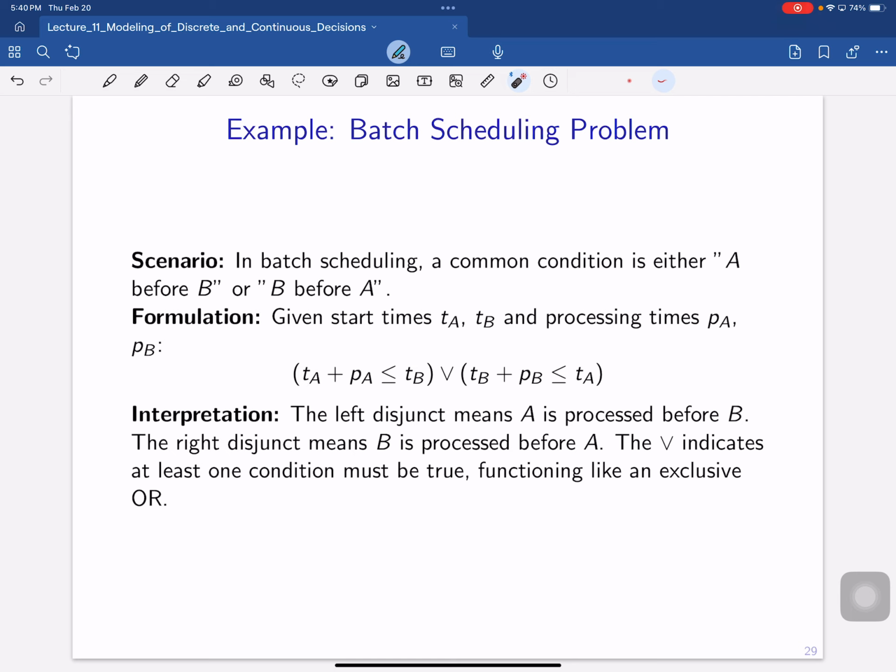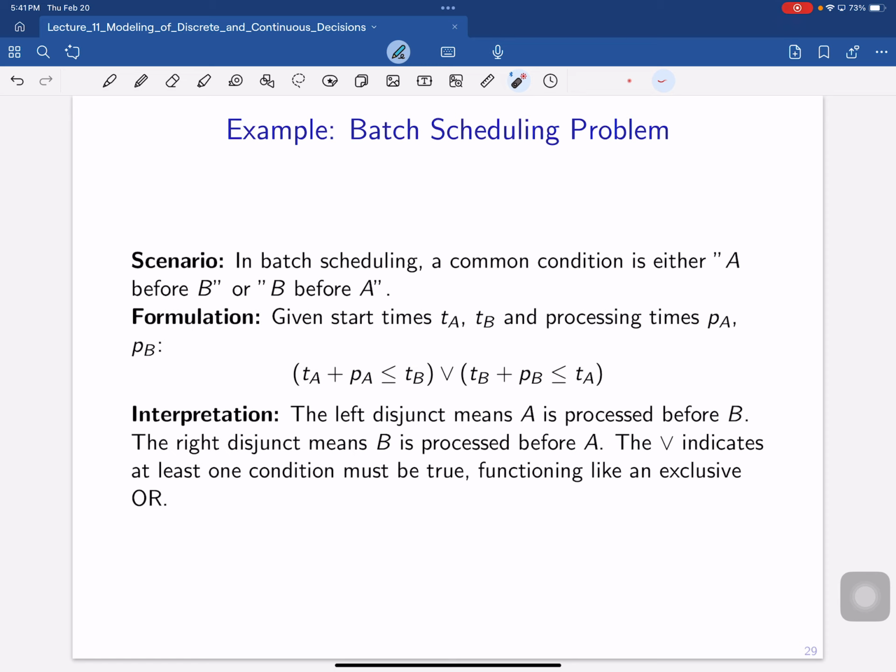Now, if you have the start times TA and TB for jobs A and B, and the processing times PA and PB, processing times are parameters. You cannot change the processing time of a job on a given machine. And the start times are the variables you want to model. So the condition is that either A happens before B or B happens before A.